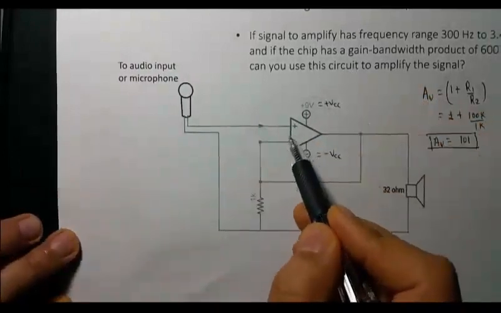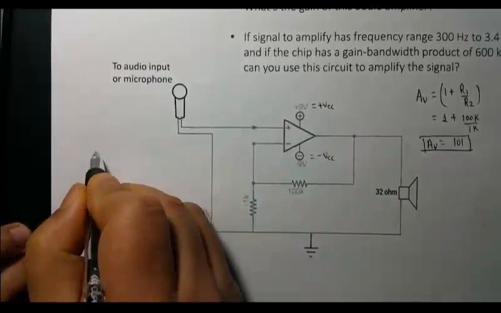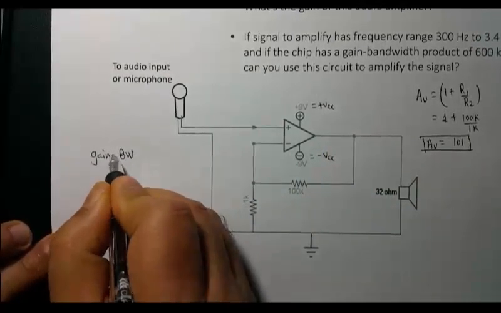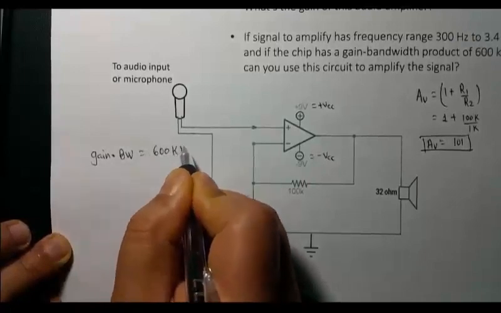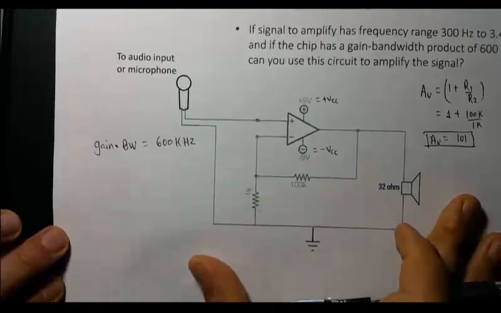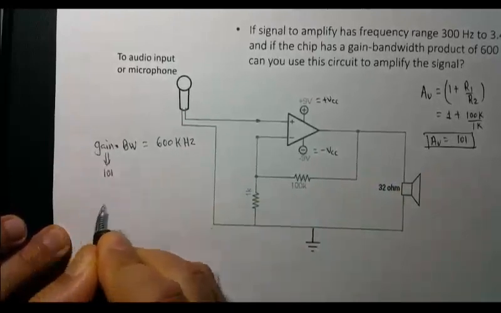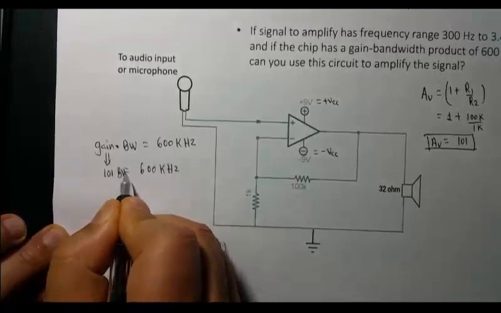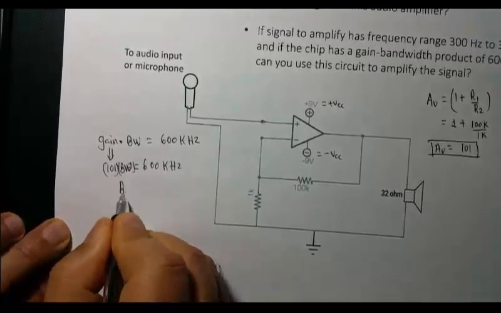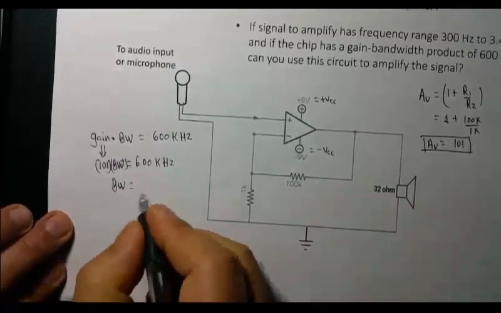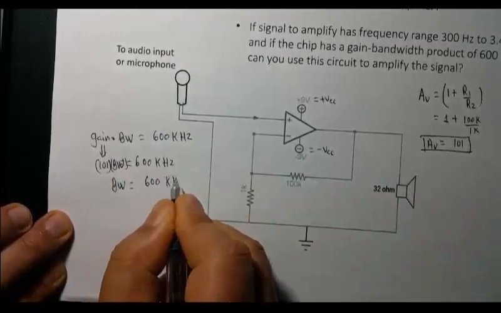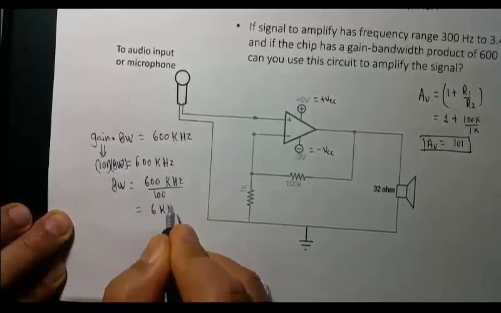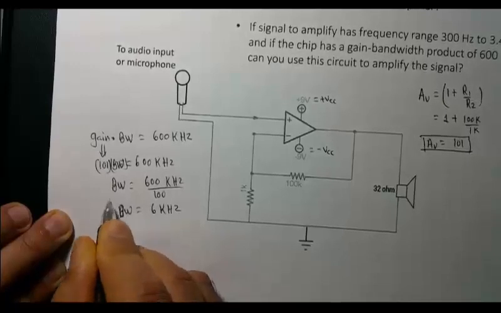So this OpAmp has a gain times bandwidth product of 600 kilohertz. Our gain is 101, which is about 100, and the product is 600 kilohertz. So I forgot bandwidth. The bandwidth you have to amplify this signal is, for this chip, 600 kilohertz divided by 100, rounding 101 to 100. So you still have 6 kilohertz of bandwidth. So you have enough bandwidth, right?